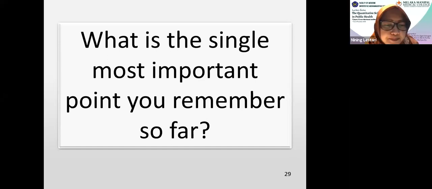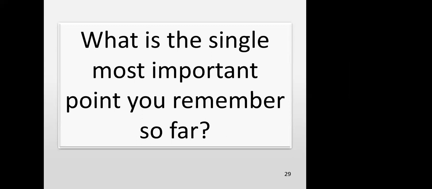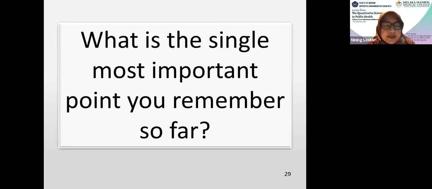Maybe in the cross-sectional study, in the descriptive study, the difference from the cross-sectional in the analytic study is that in the analytic study we compare two groups, but in the descriptive study, cross-sectional doesn't compare any groups.